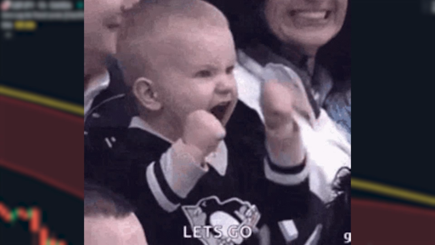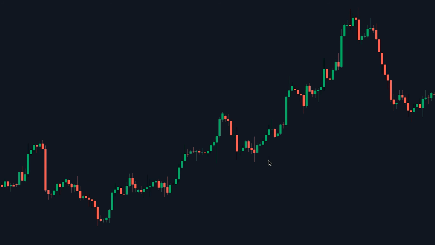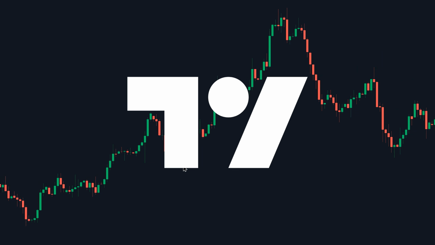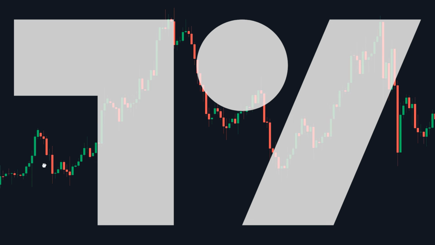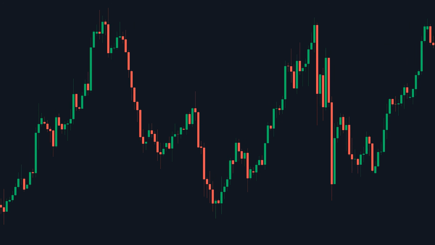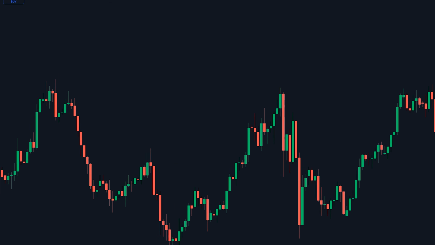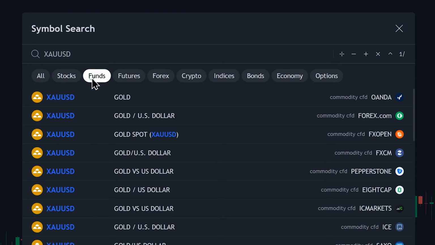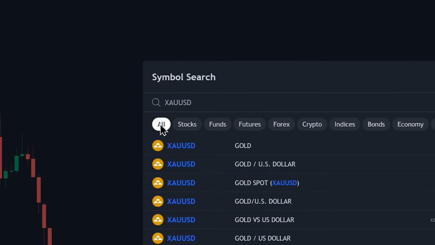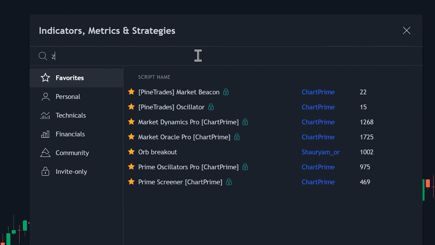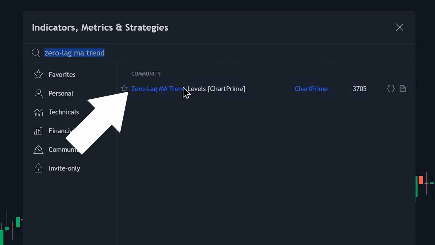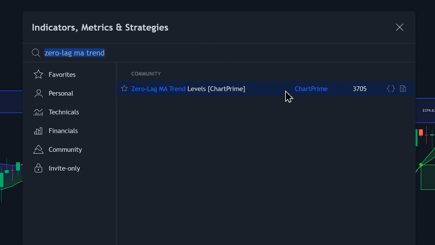Let's get into it. Now, in order to follow along with this strategy, you have to do the usual, go to TradingView, the trading platform that I'm gonna be using. Of course, if you haven't signed up yet, there's gonna be a link in the video description for you to do that. Next, you wanna load any trading security that you like in any time frame. It doesn't really matter. After that, open the indicator search tab and type in zero lag MA trend. Be sure to select this one, which was created by ChartPrime.